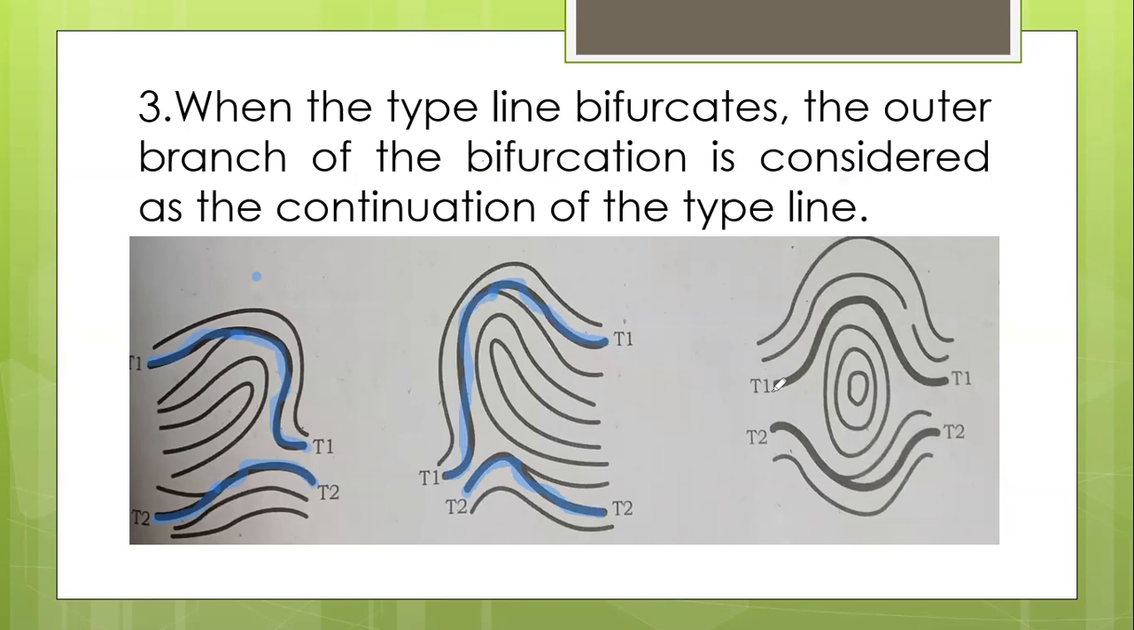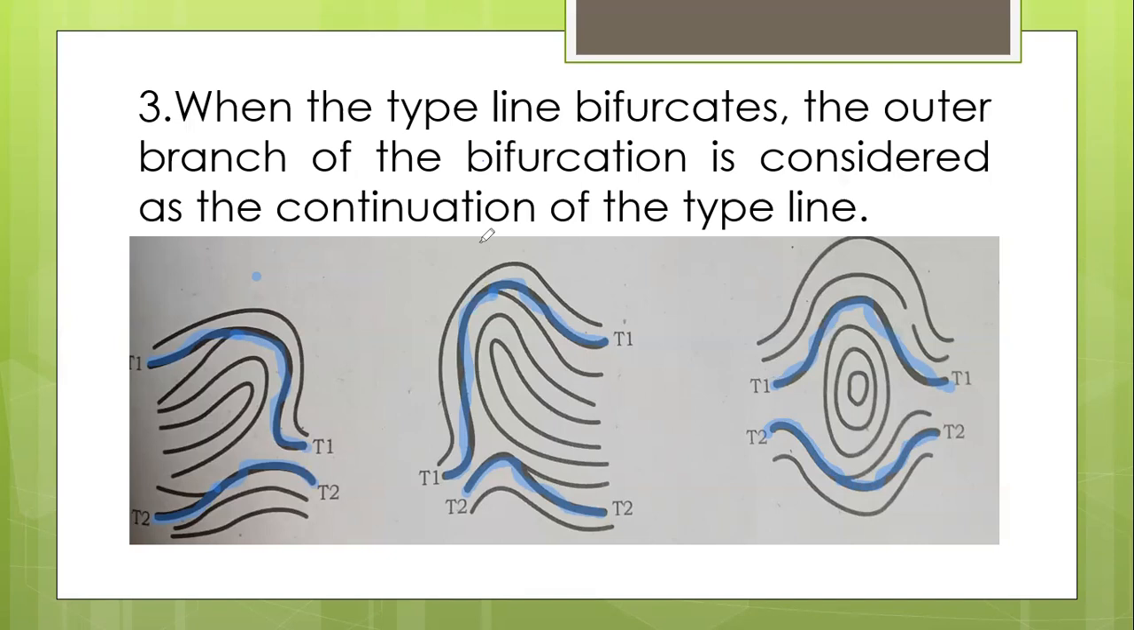The same rule applies in the whorl pattern. This example number 3 is a whorl pattern. When we trace this one, there is no bifurcation, so type line 1 just goes straight. However, in type line 2, when we trace that one, there is a bifurcation, and still the rule applies: the outside of the branch of bifurcation is considered as the continuation of the type line. So, this is rule number 3 in locating the type lines.